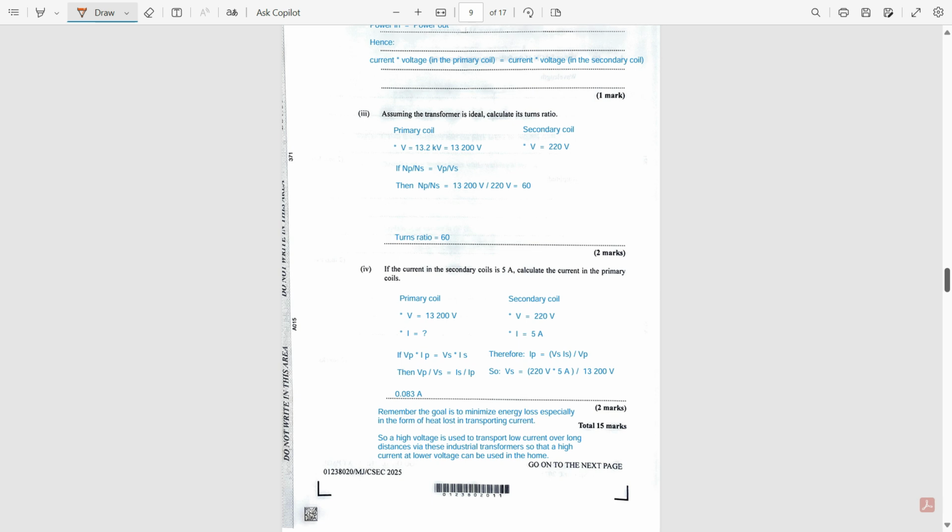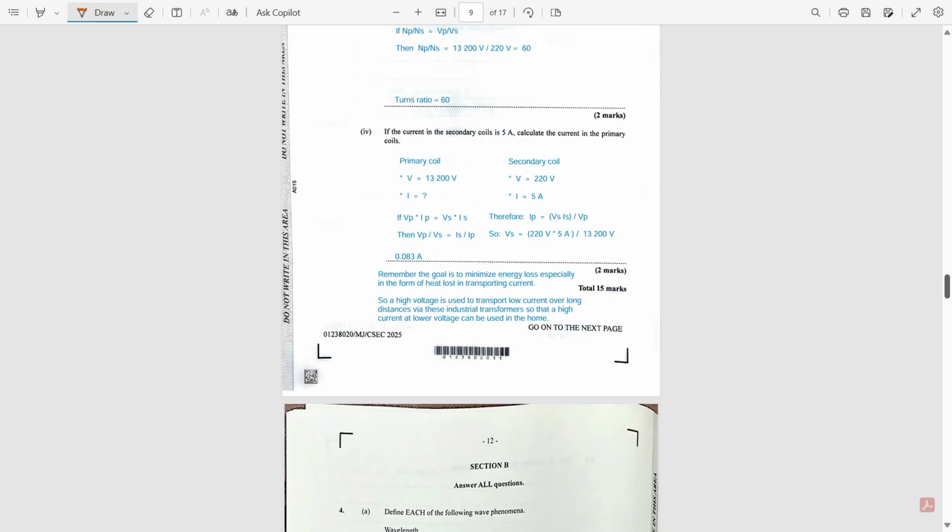So if NP over NS is equivalent to VP over VS, we can solve for the turns ratio by dividing the primary value by the secondary value to get 60. So the turns ratio would be 60. If the current in the secondary coil is 5 amps, calculate the current in the primary coil. In the primary coil, we have the voltage of 13,200 volts, and the current is what we're looking for. The secondary coil has a voltage of 220 volts, and the current is 5 amps.